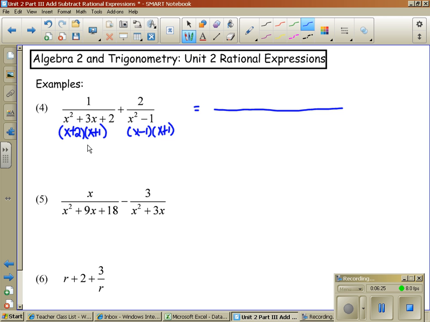Okay, so to get the least common denominator, we need everything. We need an x plus 2. We need an x plus 1. We need an x minus 1. We need an x plus 1, but we already have it, so we don't need it twice. So that is what you should have gotten for the least common denominator. Once you're okay with that, pause the video again and adjust the numerators based on our least common denominators. See if you can get the numerator.